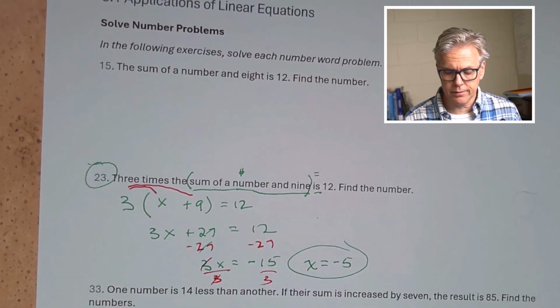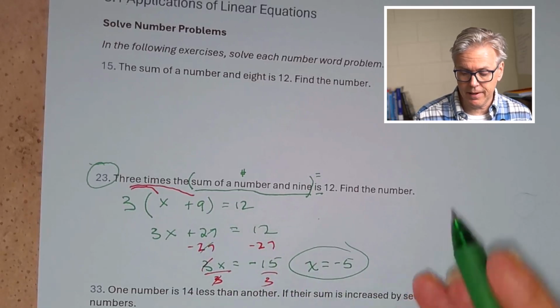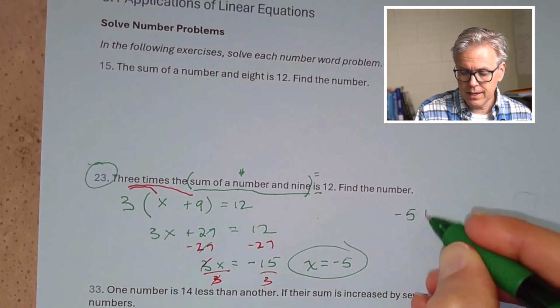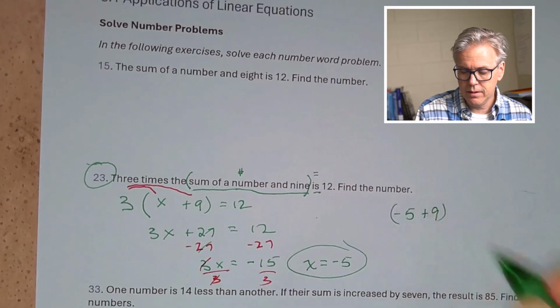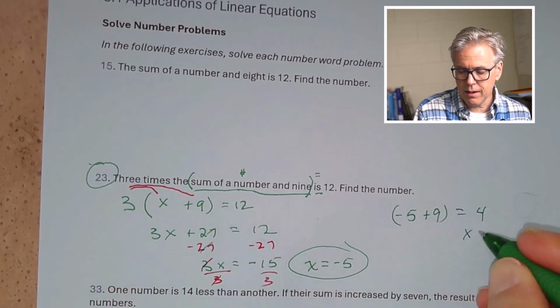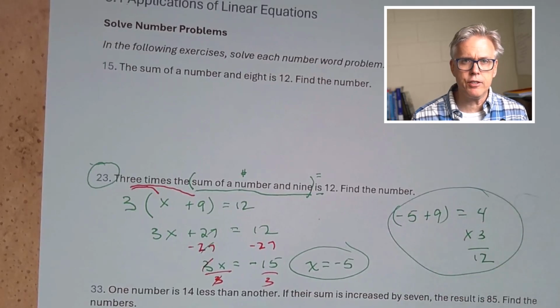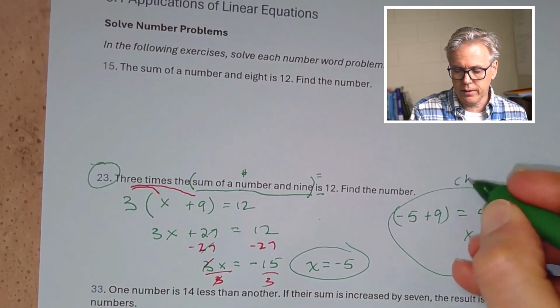And we can always check this. So what is the sum of a number, the sum of negative 5 and 9? That is negative 5 plus 9, and that's 4. And if I do 3 times that, what do I get? I get 12. So that checks out. So we can often check these. Okay, here's my check.